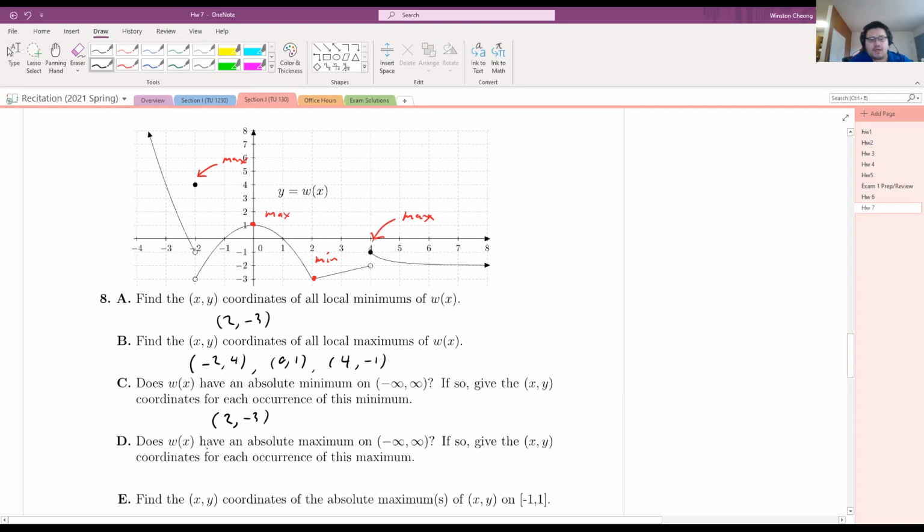But for D, are there any absolute maximums on this? Is there some maximum value that the function will spit out? The answer is no, because this ray shooting up to plus infinity means there is no global maximum. There's always going to be some higher value the function can take on. So there are no absolute maxes on this function.